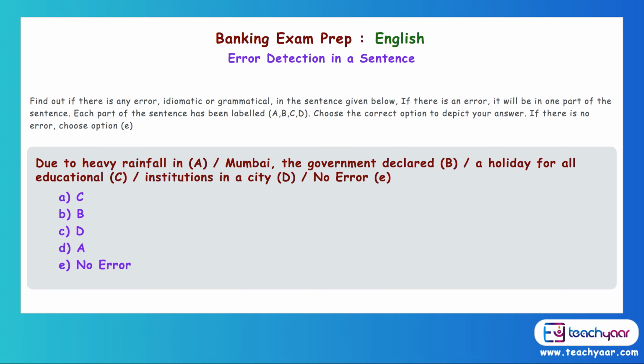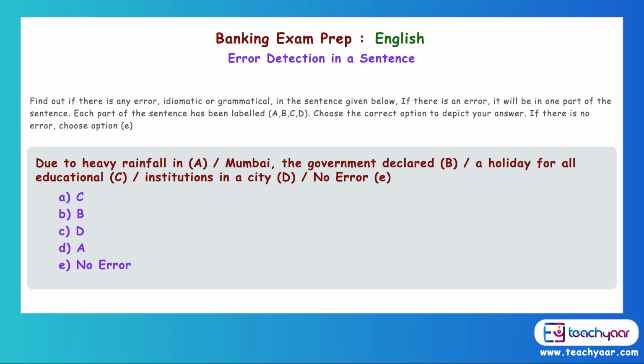So how do you know that there is an error? When you read it, you say, oh, this is wrong. And why is it wrong? You'll understand it. That's why you were able to identify the error. So here you just have to identify where the error is. Is it in the A part? Is it in the B part? C or D? So let's go through the sentences. We'll have about 5 sentences. So let's do the first one.